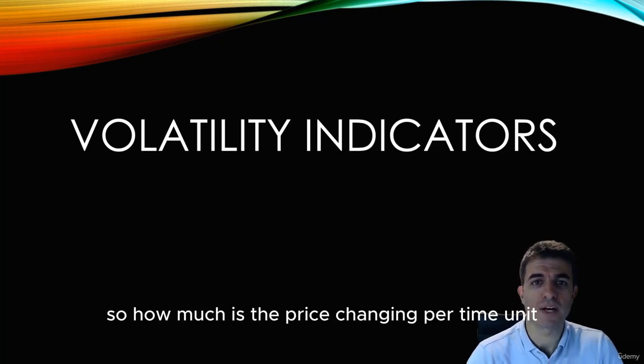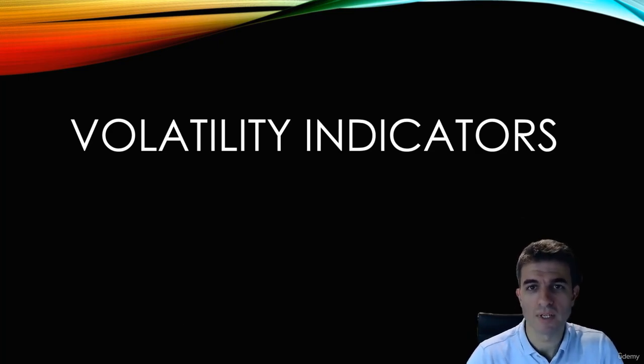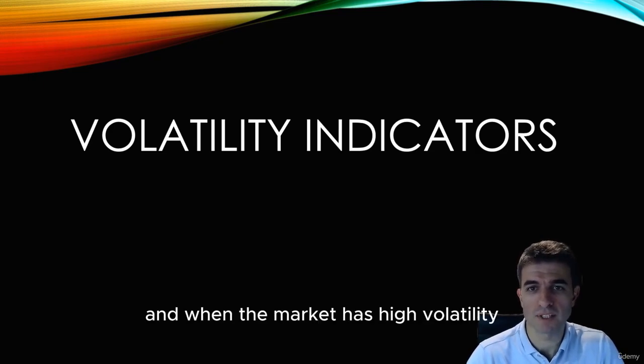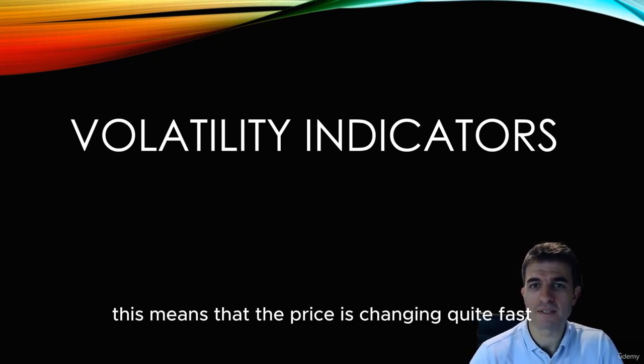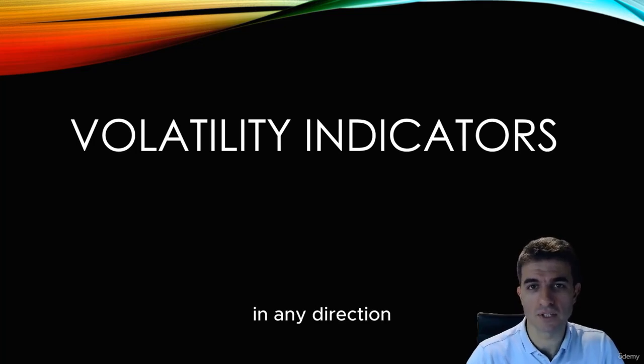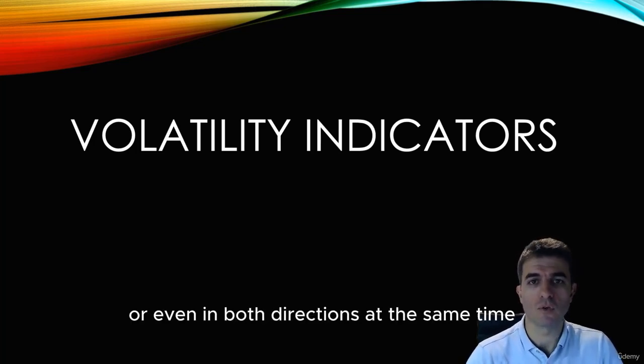So how much is the price changing per time unit? How much is it jumping? And when the market has high volatility, this means that the price is changing quite fast in any direction, positive or negative, or even in both directions at the same time.